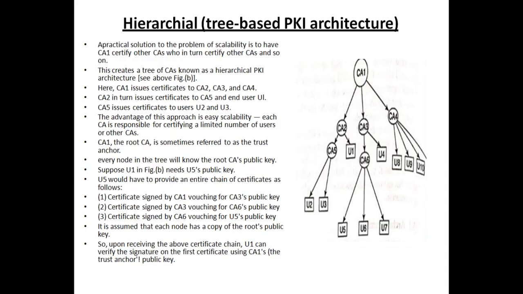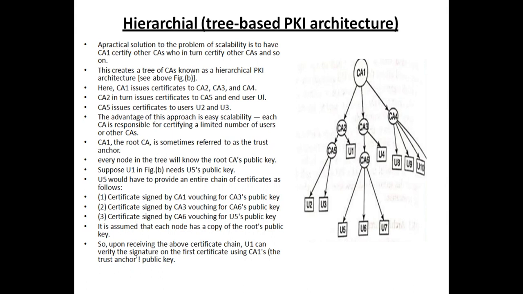So here is the hierarchical tree based public key infrastructure architecture. In this, a practical solution to the problem of scalability is to have a certifying authority certify other certifying authorities, who in turn certify other certifying authorities, and so on. So here we establish an inheritance kind of a picture where we have the linkages between the different certifying authorities. Instead of sending the information to individual users, if those individual users are included under one certifying authority, then it can be sent to certifying authorities. So that's what is being shown in this particular diagram.